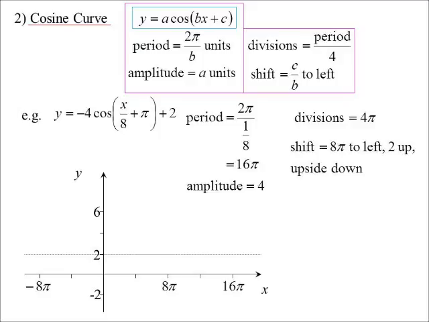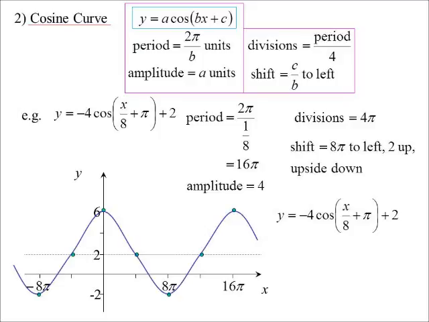But this one is shifted 8 pi to the left, so I'll move to negative 8 pi, but it's also upside down. That's what the negative out the front means. So I'll now start, instead of being at the top, I'll start at the bottom. So the first point I'm going to plot is down here at negative 8 pi, negative 2. Then the cosine curve will go up to the axis, and then I'll just keep going in that pattern, like so. And there's our cosine curve.